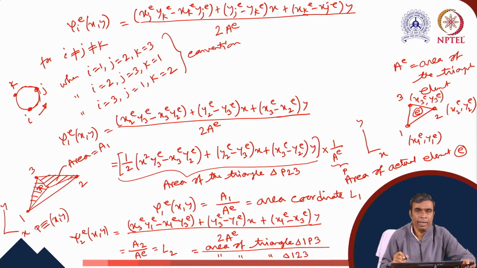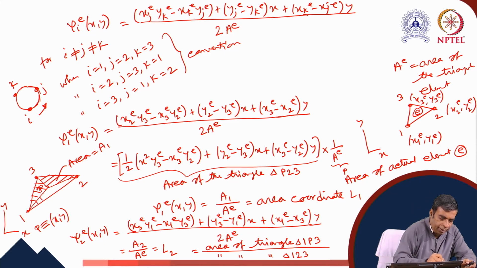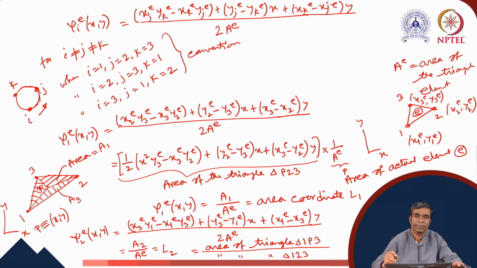Similarly, we can define the third shape function in terms of the area coordinates, and this will be represented by the symbol L3. So for L3, the area of the sub-triangle will be opposite to the vertex 3. So we indicate this area as A3. So this is area A3. So a small correction here. This should be x2e.